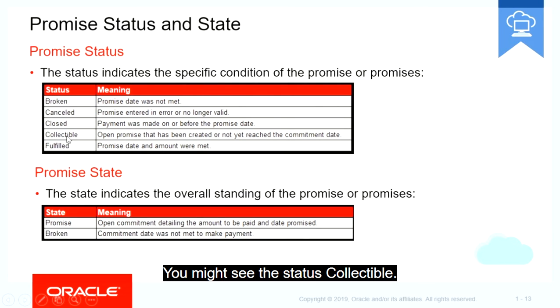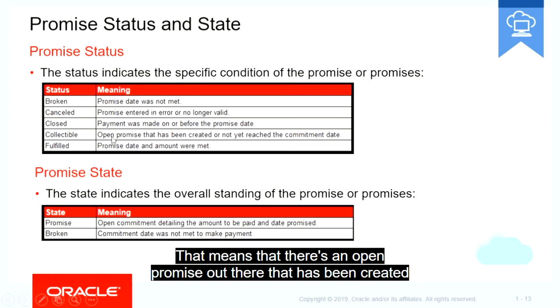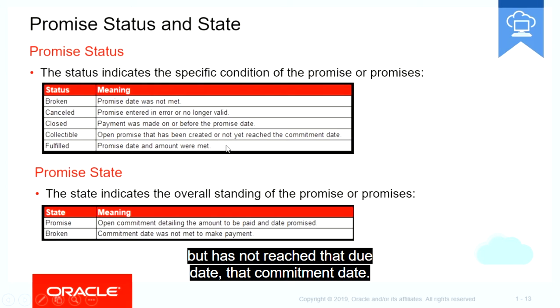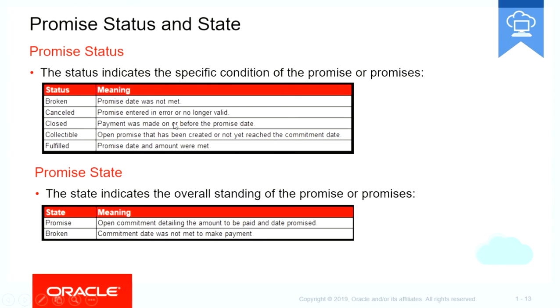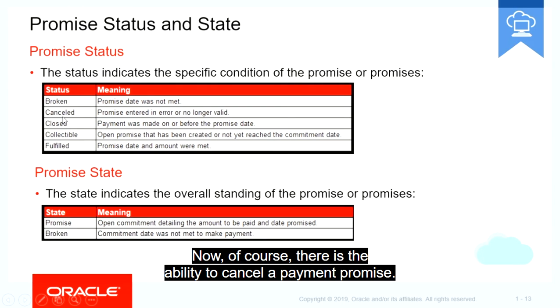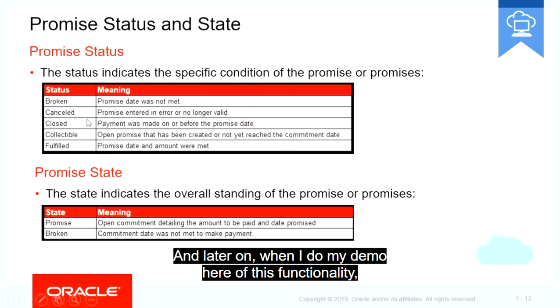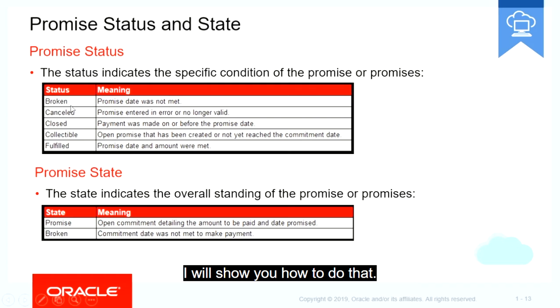You might see the status collectible. That means that there's an open promise out there that has been created but has not reached that due date, that commitment date. And then you see the status closed as well, where you will see that the payment was made on or before the promise date. Okay. Now, of course, there is the ability to cancel a payment promise, and later on when I do my demo here of this functionality, I will show you how to do that.